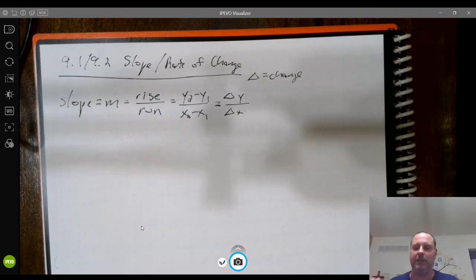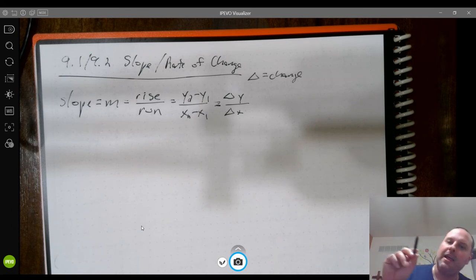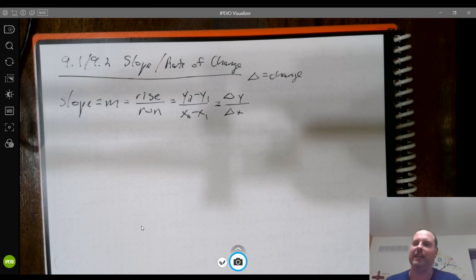What's the biggest mistake most people make? If you said that people put y's on the bottom and x on the top and they flip it, you would be right. That's the biggest mistake most people tend to make, is that they flip them, because most things we do, we have x's then y's. This, we have the y on top, the x on the bottom. Rise, up and down, over run, left and right.